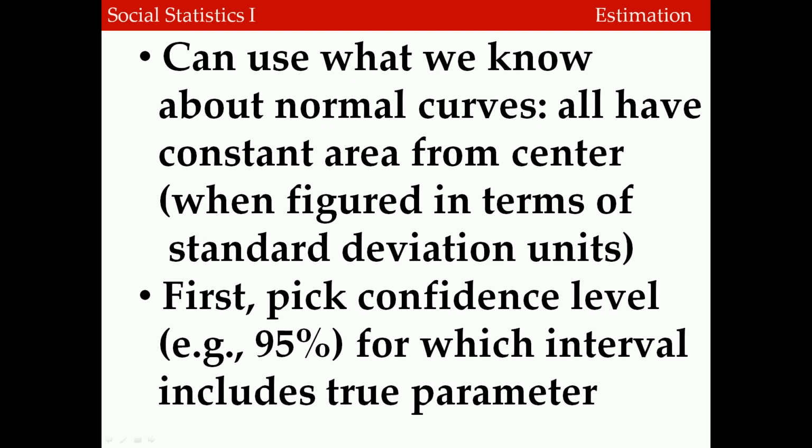Okay, but we can use what we know about the normal curve. We know that every normal curve has a constant area from the center when that area is figured in terms of standard deviation distances away from the mean. So the first thing that we need to do, if we're going to create a range of values that is likely to include the true population parameter, is to pick some level of confidence. This level of confidence stands for the likelihood that the interval that we create includes the true population parameter. So for example, we might pick something like 95%, which means that we're 95% sure that the interval includes the true population mean.